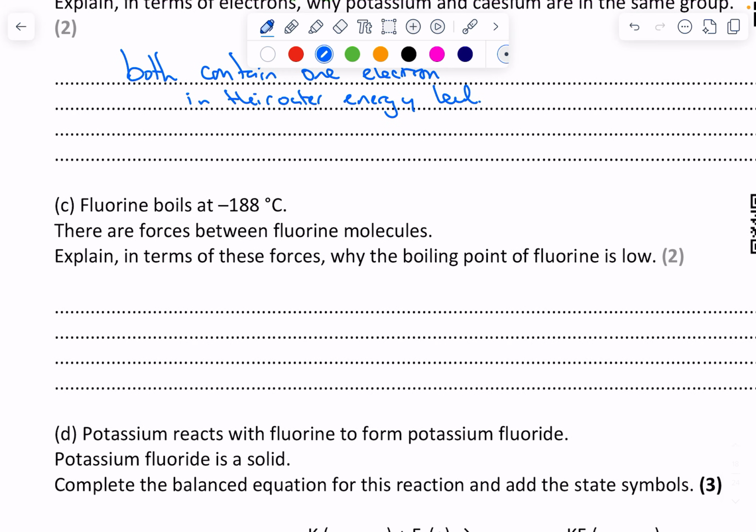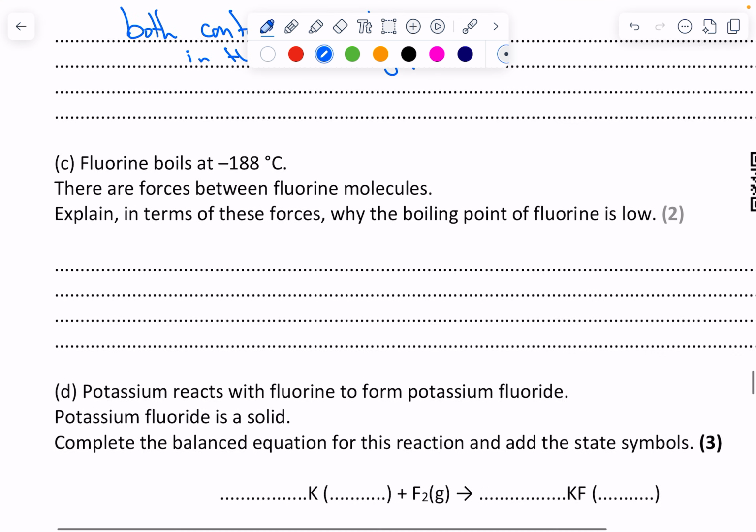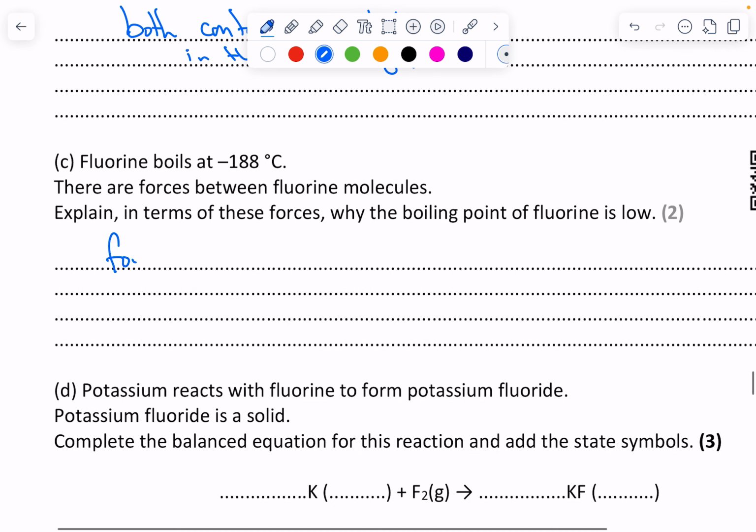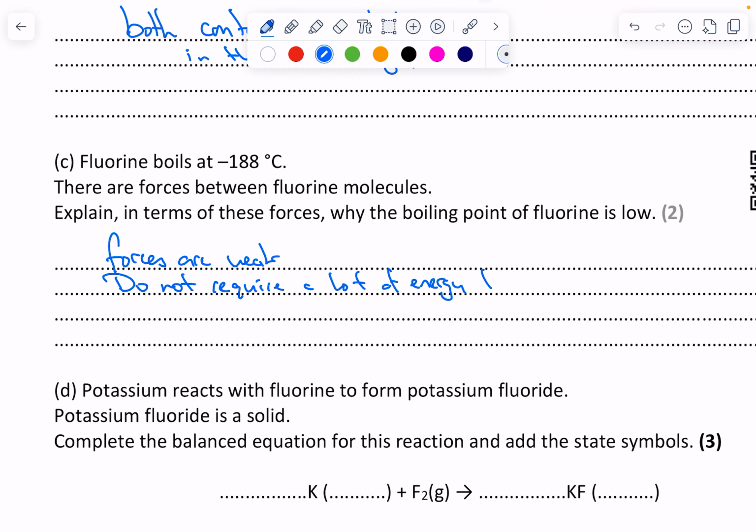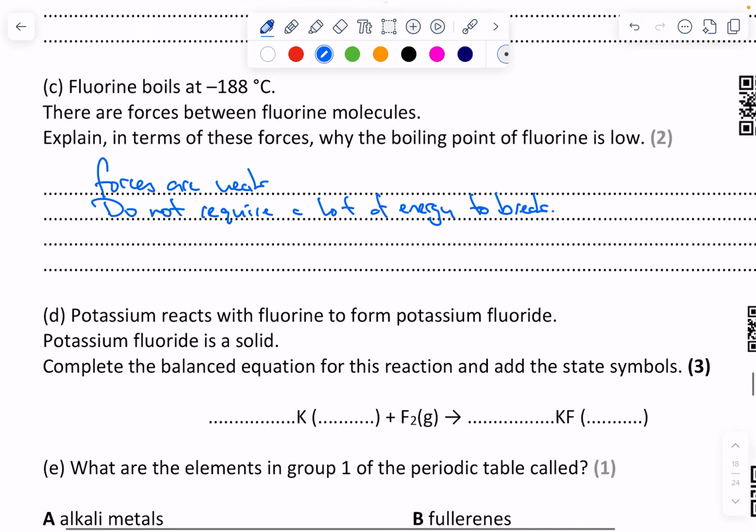Fluorine boils at this, the force between the molecules. Explain in terms of these forces why the boiling point is low. That's because the forces are weak, and in that case they do not require a lot of energy to break.